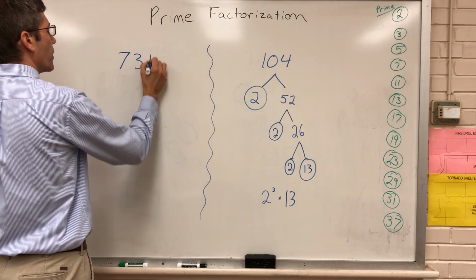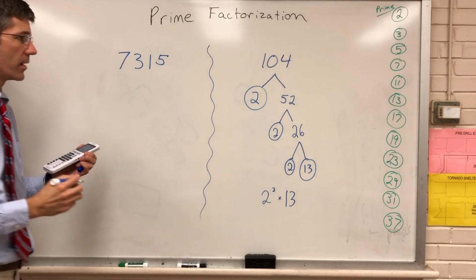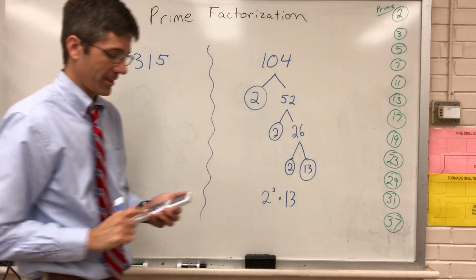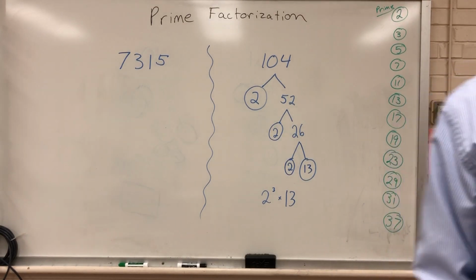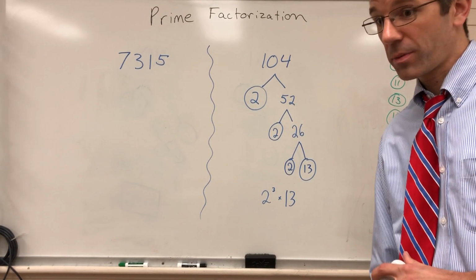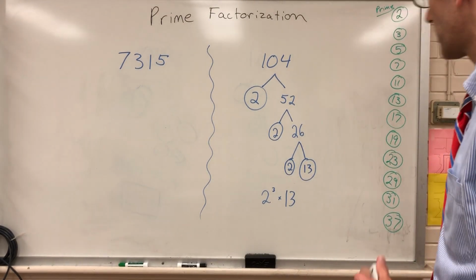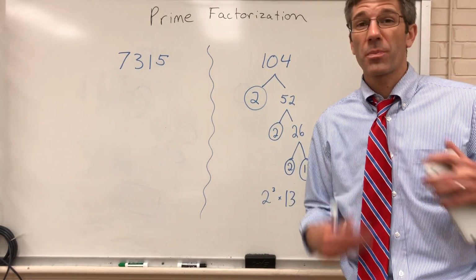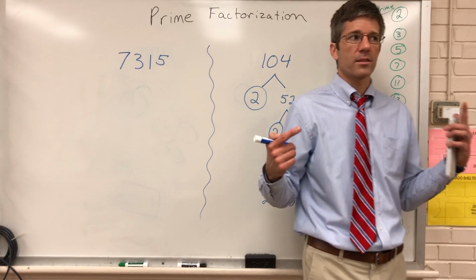7315. Oh my goodness. This one's gonna be a mess. Okay, here we go. Let's start it. First of all, you will not see that one on your multiplication table. It's just not going to happen. I'm sorry, but it's not. It's too big. So we need to start experimenting and asking ourselves, okay, what divides into this?